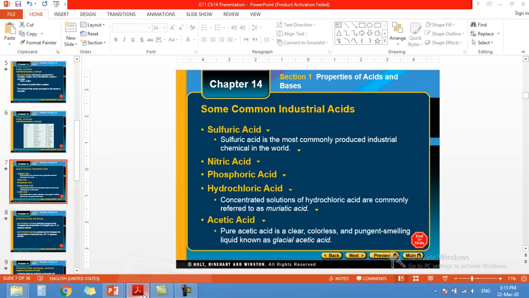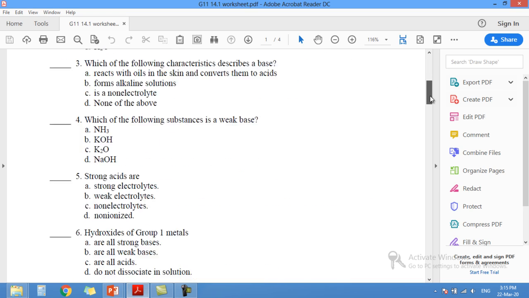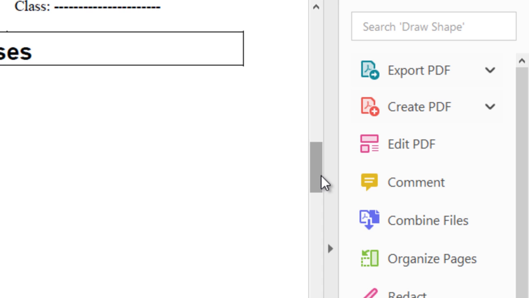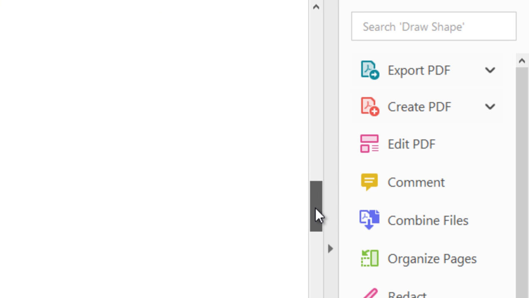Okay, let's move to another question, which is in your worksheet at page number 2. We need to name the following compounds as acids: H2SO4, H2SO3, H2S, HClO4, and hydrogen cyanide. We will talk about this later, so we just need to focus on A, B, C, D.